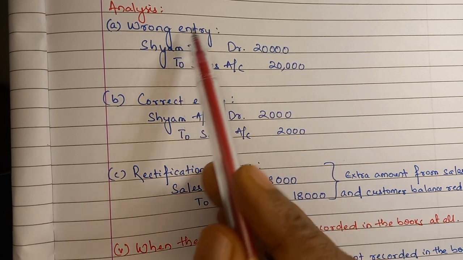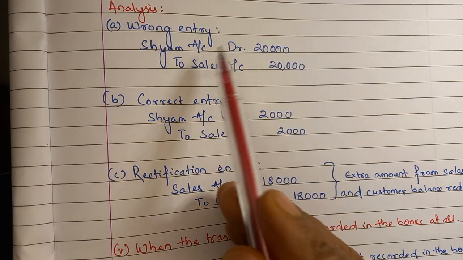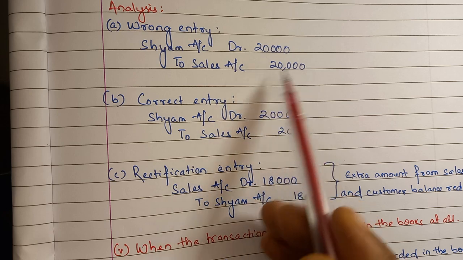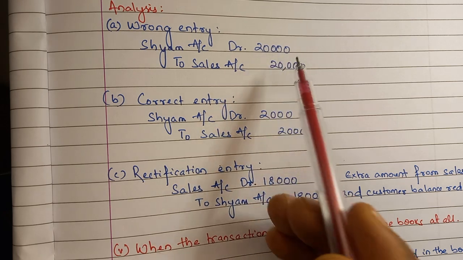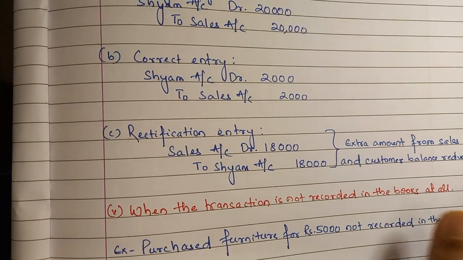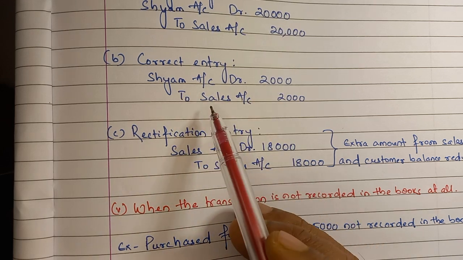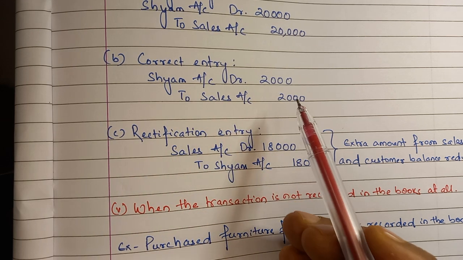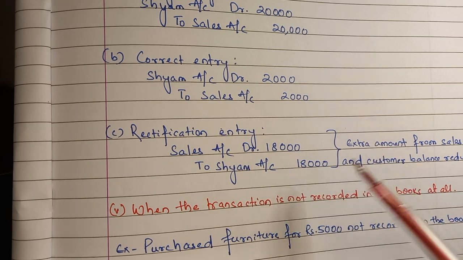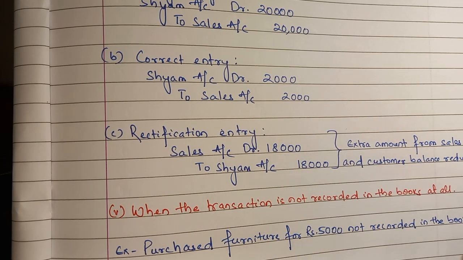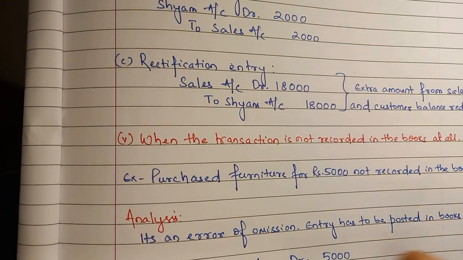So here there is no issue on the ledgers used. The issue is the amount that is reported, right? Instead of 2,000 we have accounted 20,000. And what is the correct entry which should have been posted? Sam account debited 2,000 to sales 2,000, right? Now to rectify, what we need to do? The excess entry posted has to be reversed. Okay. So if you have to reverse, what you need to do?